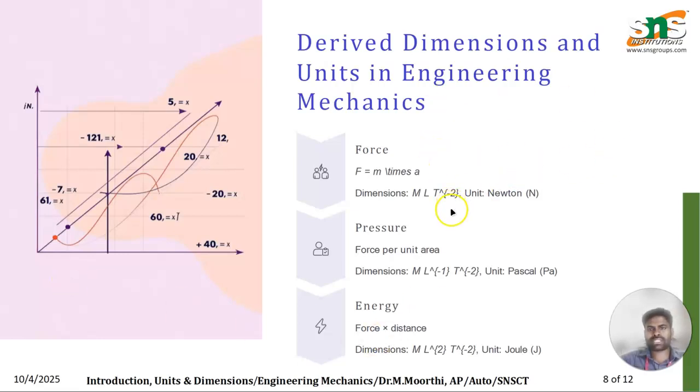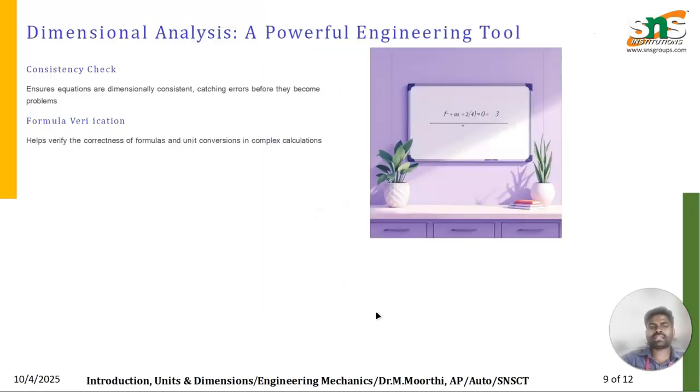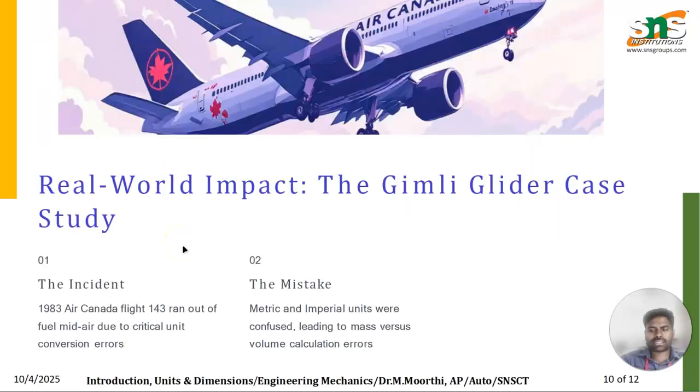Now derived dimensions and units. We know the unit of force is Newton. Pressure is Newton per meter square, which is Pascal. Energy is joule, and 1 joule is equal to 1 Newton meter. So these are some derived units. Then there is dimensional analysis, the consistency check. For example, ensure equations are dimensionally consistent, catching errors. So what is the error with the unit? These are some dimensional analysis, and some real world impact.